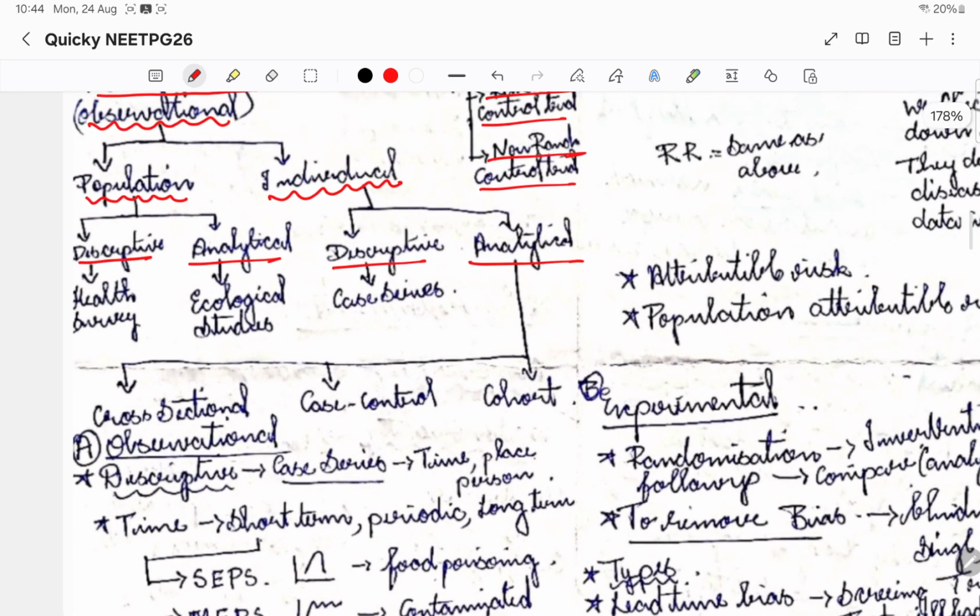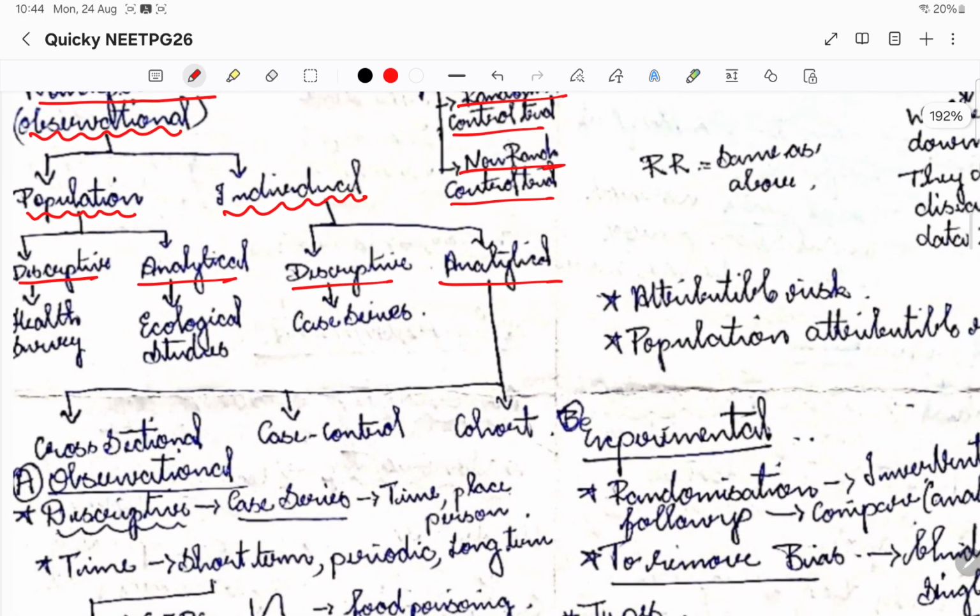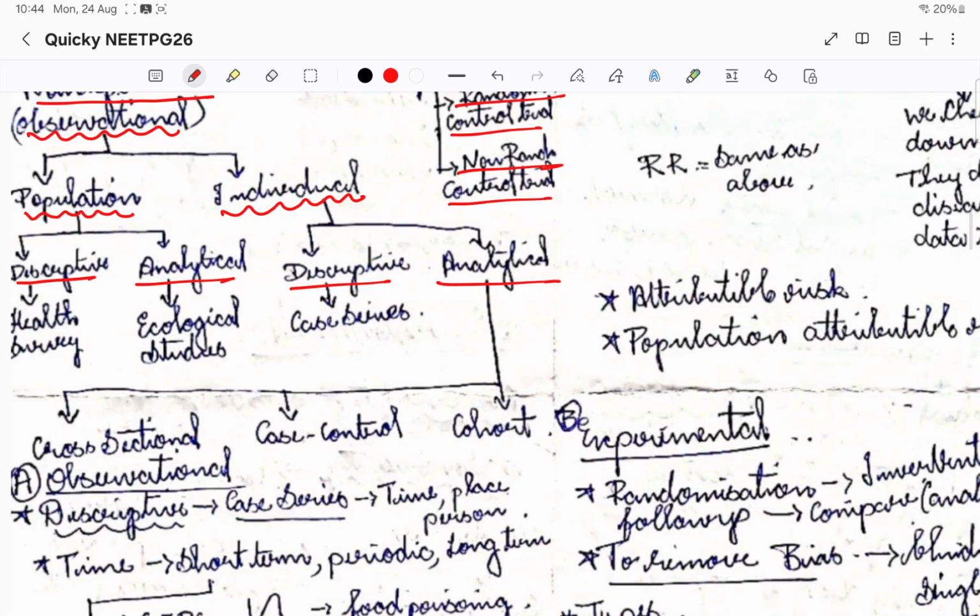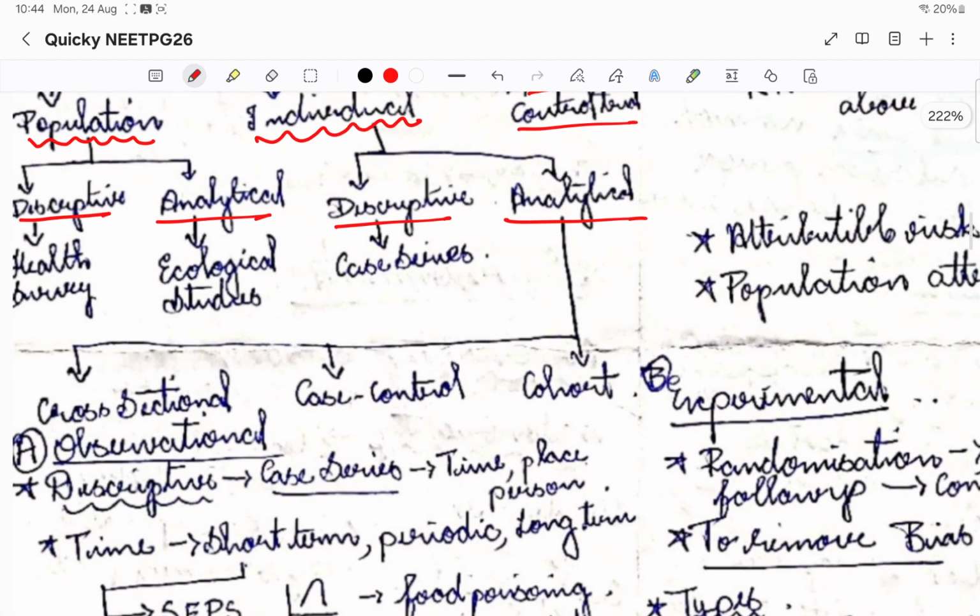So observational studies were population studies and individual studies. In population study, it was descriptive and analytical. In individual also the same, descriptive and analytical. Let us see one by one. Descriptive in a population is doing a health survey, whereas analytical will be ecological studies. This is the difference with respect to descriptive and analytical studies.